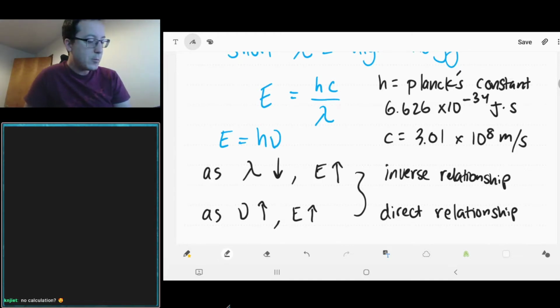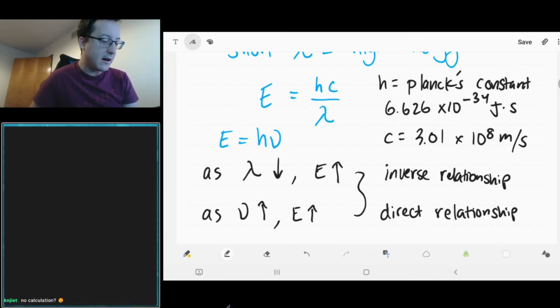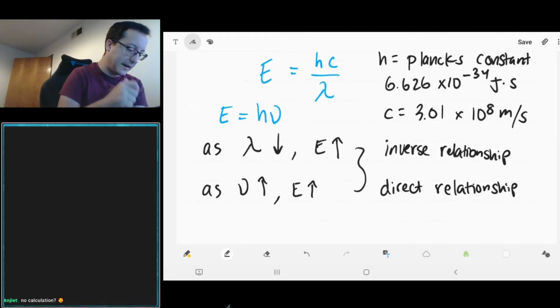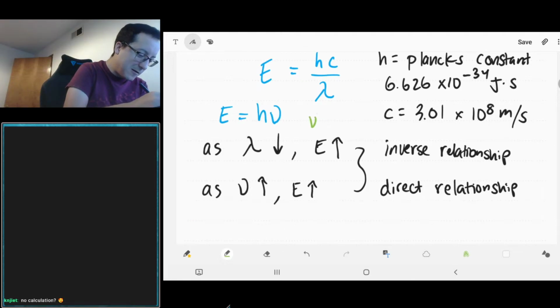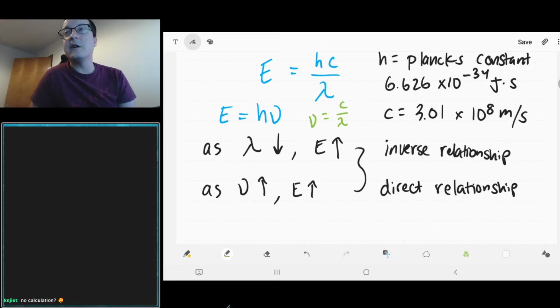By the way, if you couldn't tell just from these equations, frequency is technically, I'll just give that to you. Hooray! Frequency is related to the speed of light over the wavelength. Just in case you couldn't tell from those equations as they are.